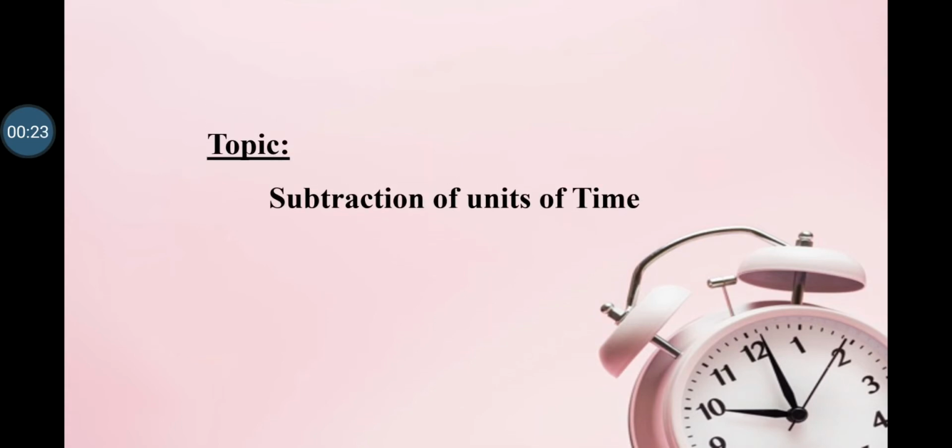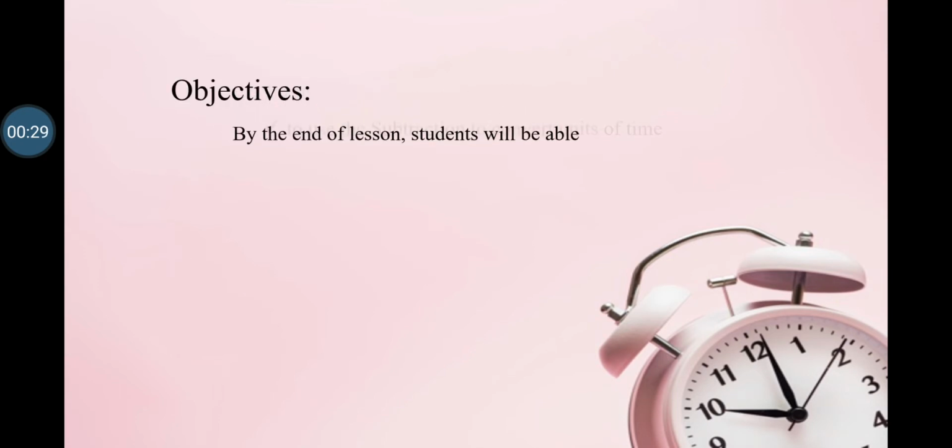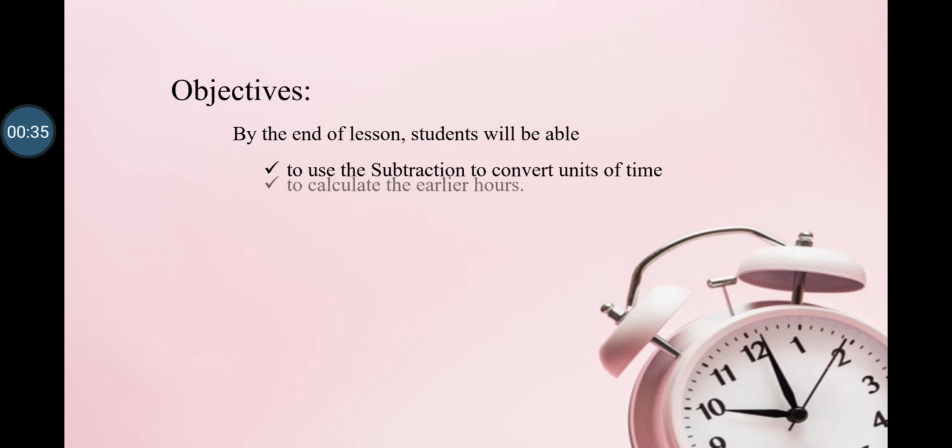Our today's topic is subtraction of units of time. The objectives of our today's lesson are: by the end of the lesson, students will be able to use subtraction to convert units of time, and they will be able to calculate the earlier hours.